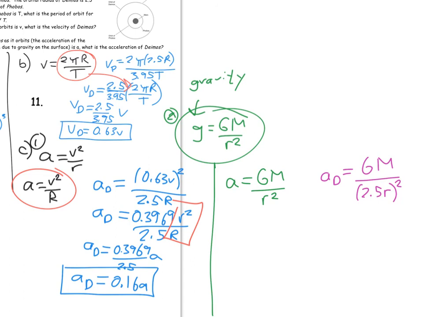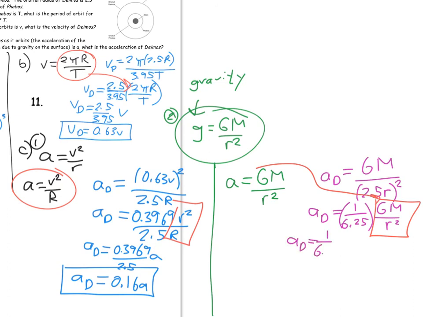So what I could do here is pull out my constant once again. The acceleration for Deimos is going to be 1 over 2.5 squared, which is 6.25, times GM over r squared. Remember, we're always having to square that coefficient in front of our number, and we see that GM over r squared is just equal to a, and so the acceleration is going to be 1 over 6.25 times a, which gives us an acceleration here of 0.16 times a.